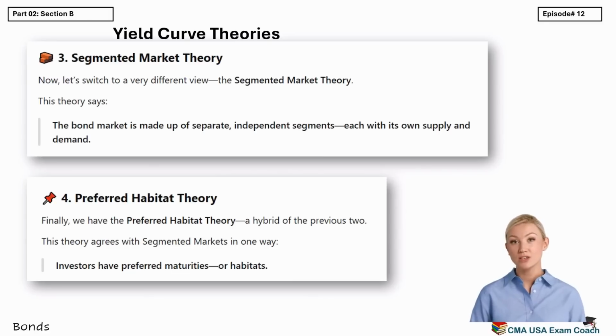higher return. So, if a pension fund prefers 10-year bonds but sees a great opportunity in 2-year bonds, it might still invest if the risk-return trade-off is worth it. The idea here is that investors require a premium to move out of their comfort zone, and that shapes the yield curve. Summary: what do these theories tell us?